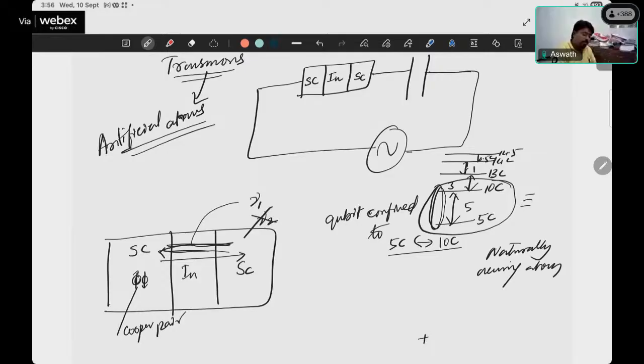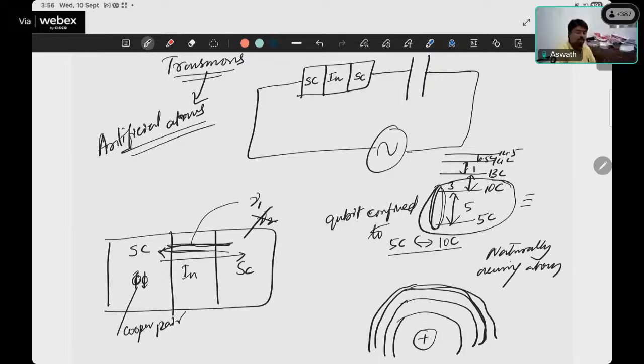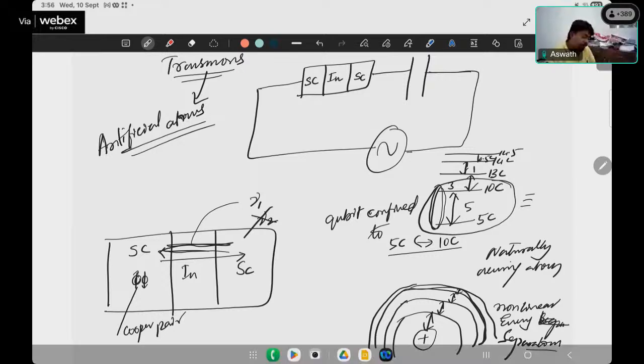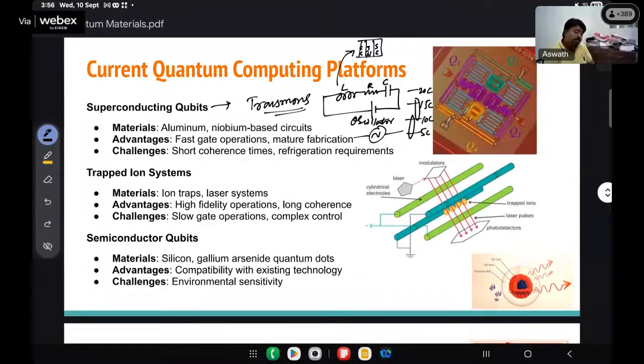If you just take natural atoms, nucleus is there, first ground state, second excited state, and third and the fourth, like that. They're very, very close. As you go further, the orbits are very, very close. This is large, this is small, this is much smaller, and this is much smaller. Okay, so non-linear energy barrier or energy separation. Okay, let me write separation. Okay, fine. So let me get back. So those are the transmons.